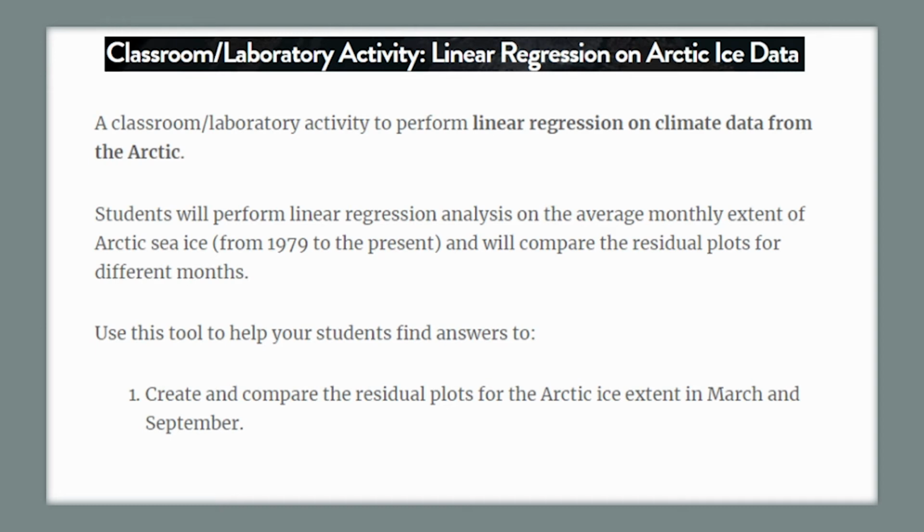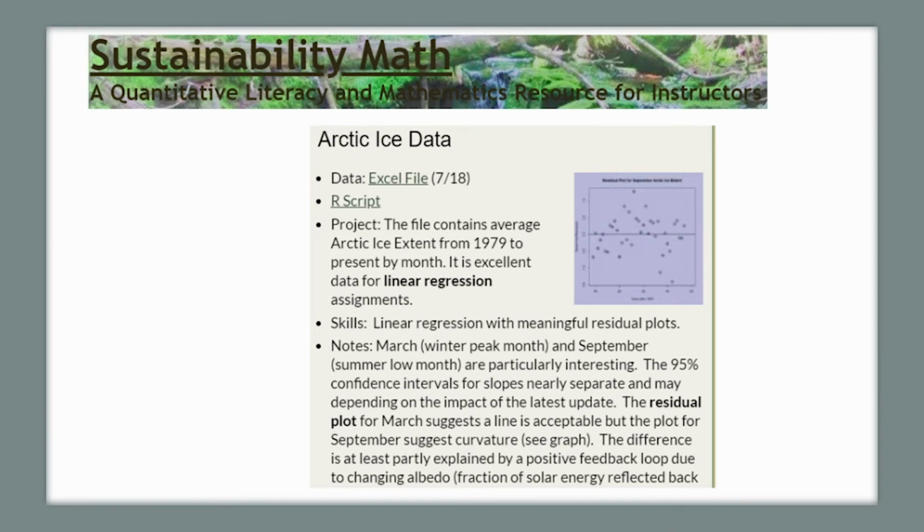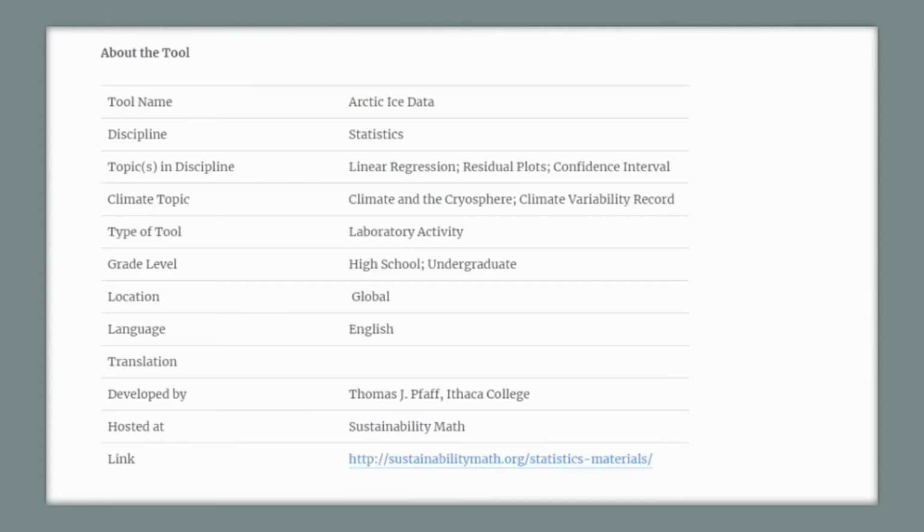Your students can answer questions such as: create and compare the residual plots for Arctic ice extent in a particular month, let's say in this case March or September. You can choose whatever month you would like to do. This has also been developed by Thomas Pfaff at Sustainability Math. Like your previous classroom lab activity, a data set in Excel is provided. Information about the project itself is given in a Word document in the links that we will show later, and some notes about what you might want to do in your particular classroom.